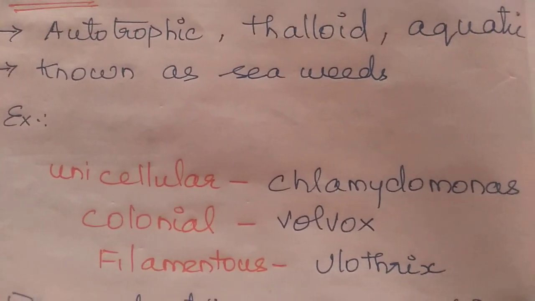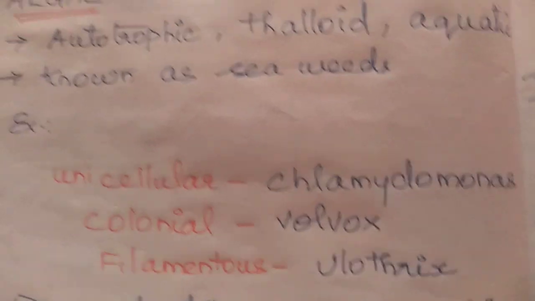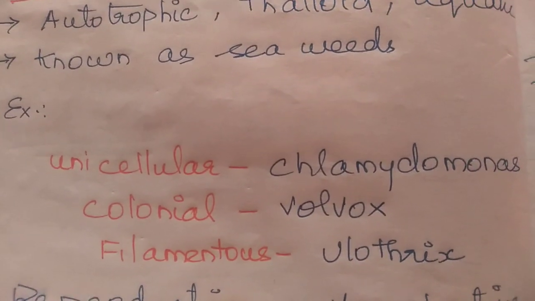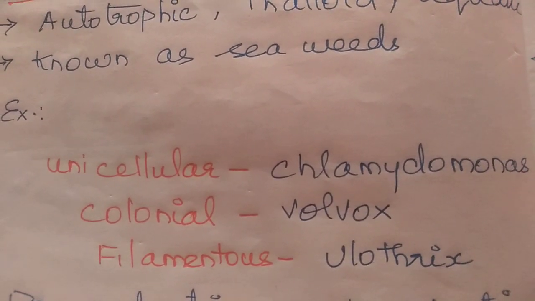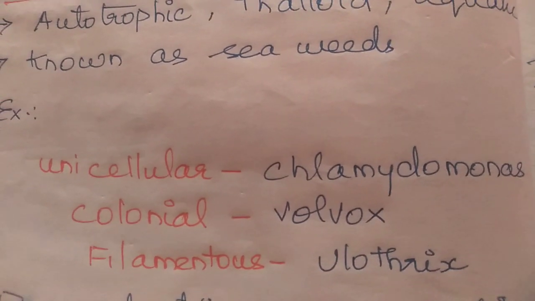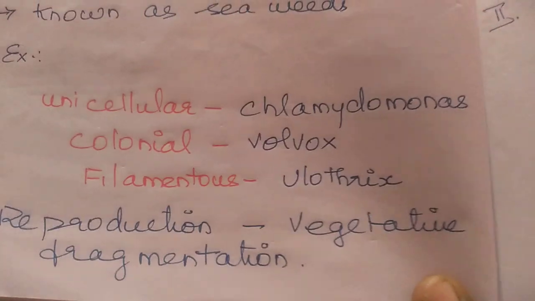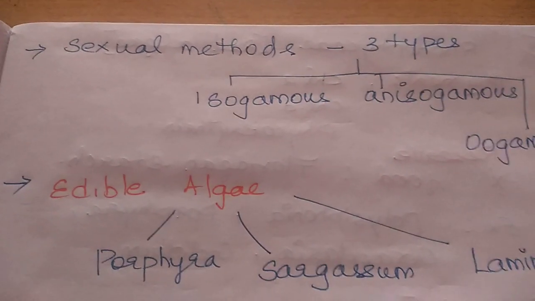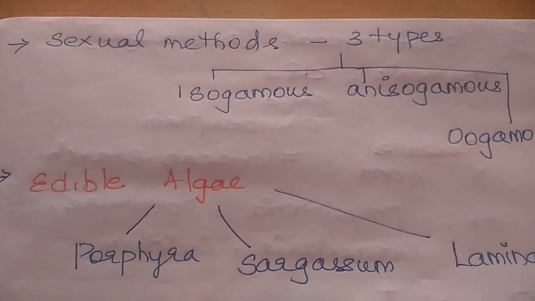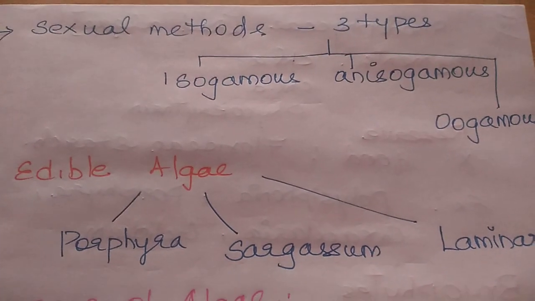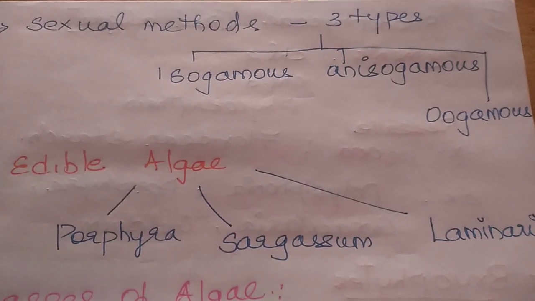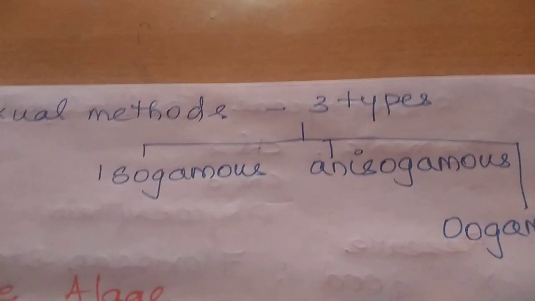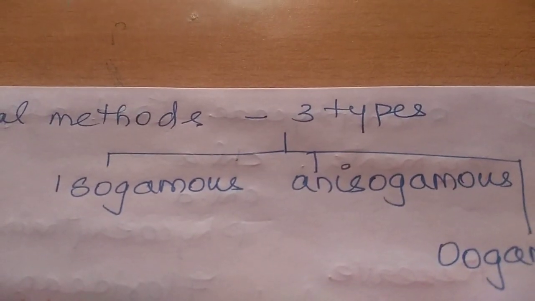Unicellular algae, example is Chlamydomonas, and colonial, that is in groups, the famous example is Volvox, and filamentous, the famous example is Ulothrix. And next, reproduction of algae is by vegetative fragmentation. And the sexual methods of reproduction are of three types, namely isogamous, anisogamous and oogamous.